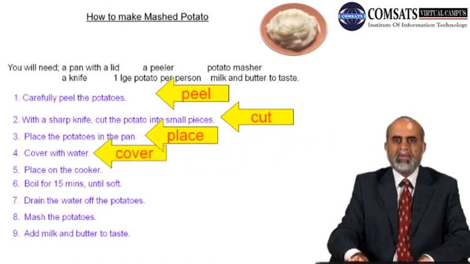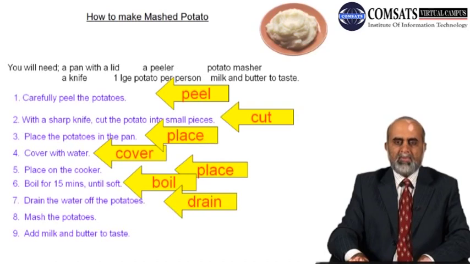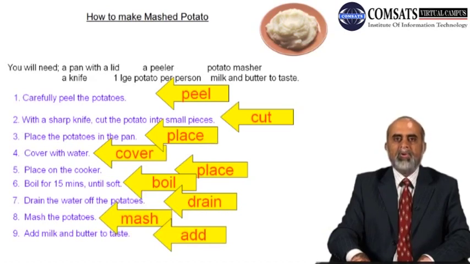Again, cover here is used as a verb, so it is the action word. Again, we have place, the same action word. For number 6, we have boil. Step number 7, we have the action word drain. For step number 8, we have the action word mash. And number 9 is add. So if you just look at these yellow arrows, you will find the action words that carry the main information. In fact, your focus should be on the action word itself, and sometimes also the conditions that go along with it.